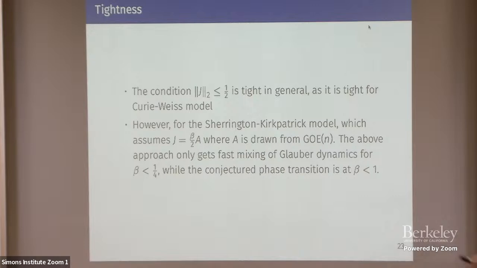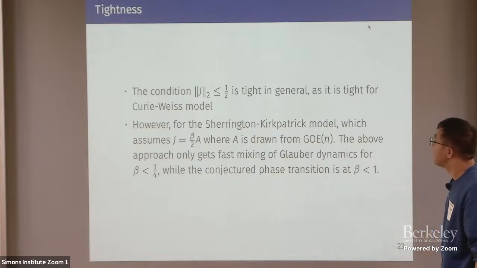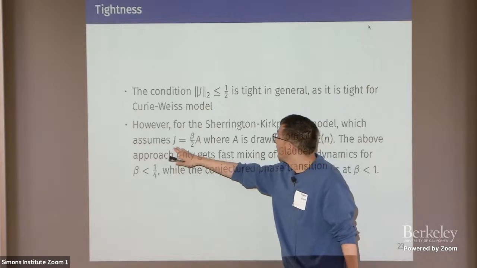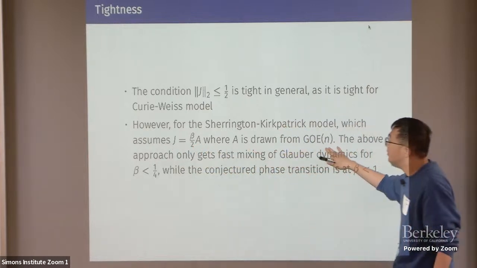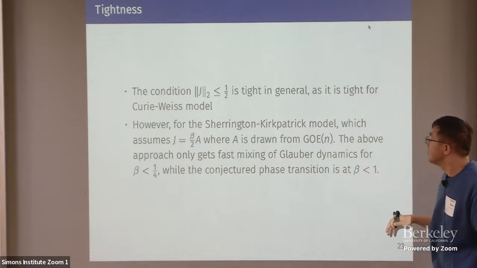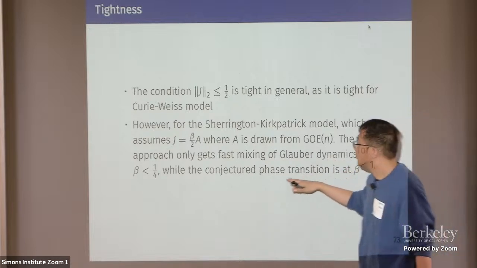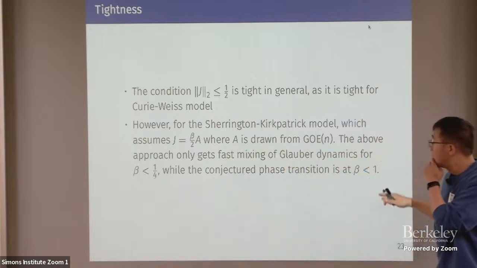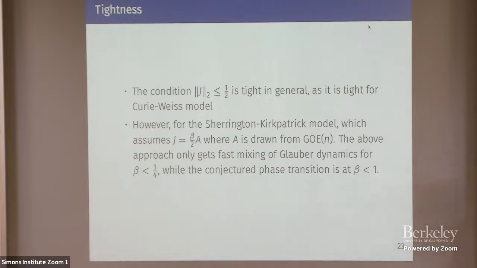However, there's an open problem if people consider those Ising models under the Sherrington-Kirkpatrick model, meaning that you take the interaction matrix to be some temperature times the GOE matrix, a Gaussian random matrix. This approach only gets you the fast mixing of Glauber dynamics up to beta equals 1/4, but the conjecture is that the phase transition actually happens at beta equals 1. So this is an open problem, whether you can show the mixing time of Glauber dynamics up to beta equals 1. There are other sampling algorithms that are able to achieve up to beta equals 1, but for Glauber dynamics, it's still kind of open.